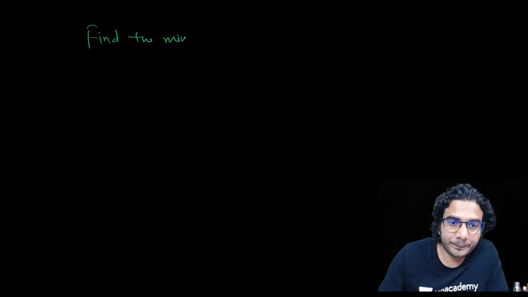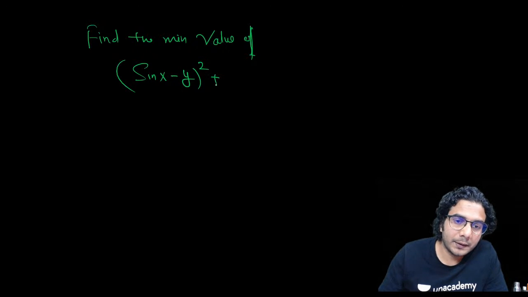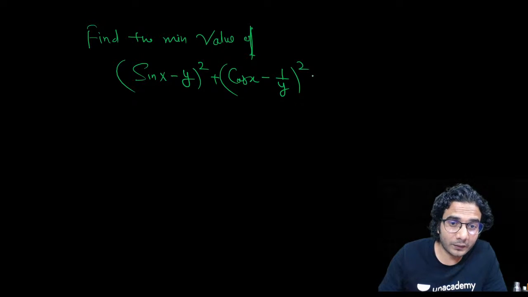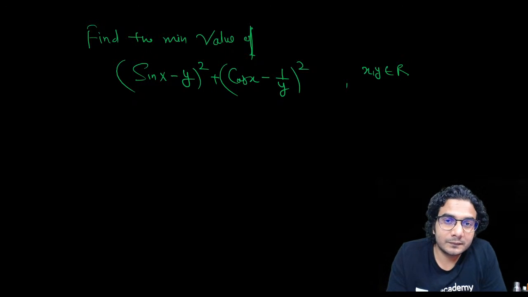Find the minimum value of (sine x minus y) the whole square plus (cos x minus 1 upon y) the whole square. Okay, try to figure it out. You need to find the minimum. x and y belong to any real numbers. This is the question. Very, very beautiful question. Try to figure it out.